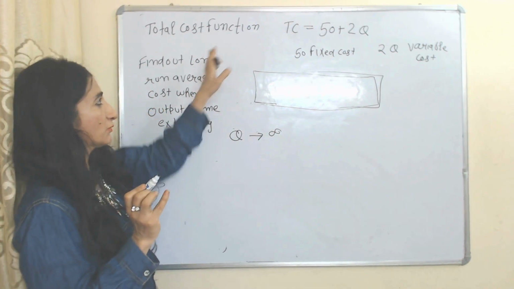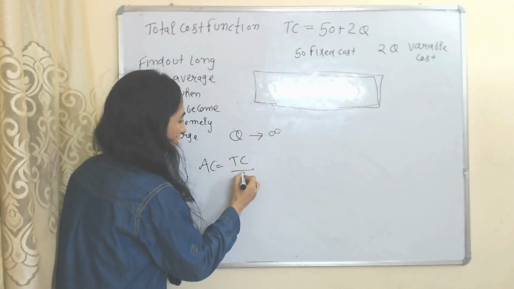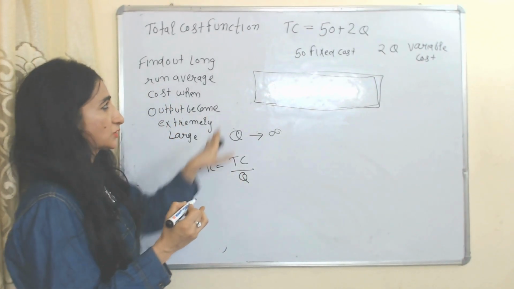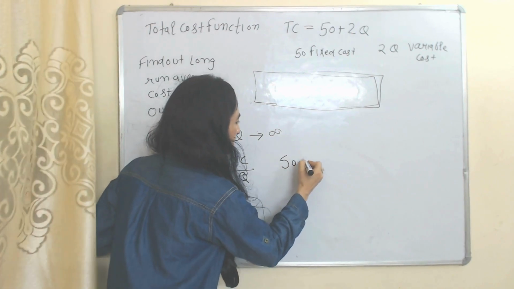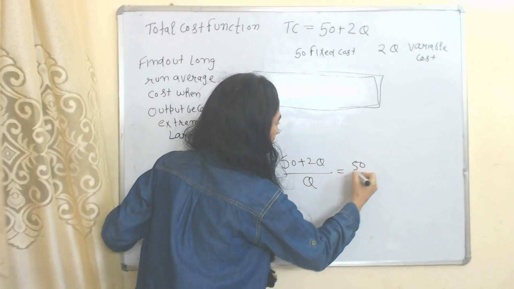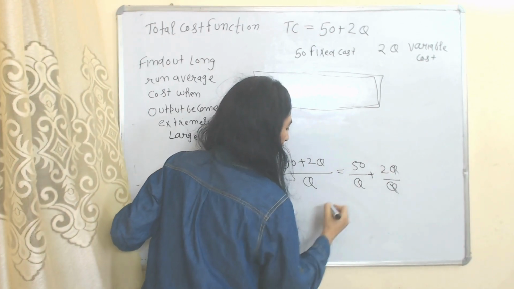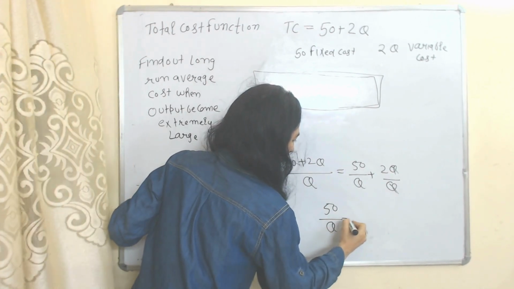So first of all we will calculate average cost. As we know, total cost divided by q is equal to average cost. Total cost function is this one divided by q. We can write this like this. So here you can see this cancels out. This will become equal to this.